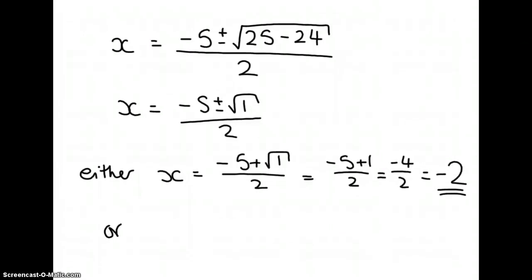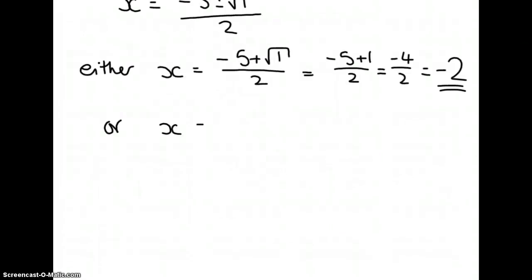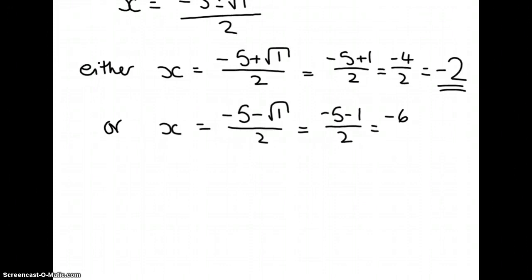Or the x value is equal to minus 5 minus root 1 over 2. So root 1 is just 1, so that's minus 5 minus 1 over 2, minus 6 over 2, and we get minus 3. Those are the same two answers as we got before when we did it with factorising.